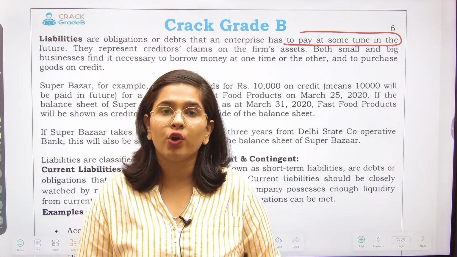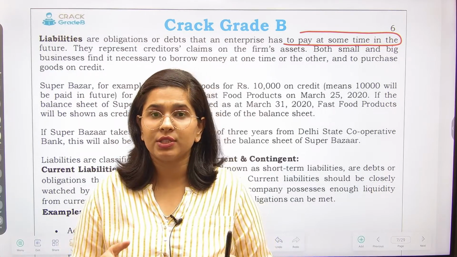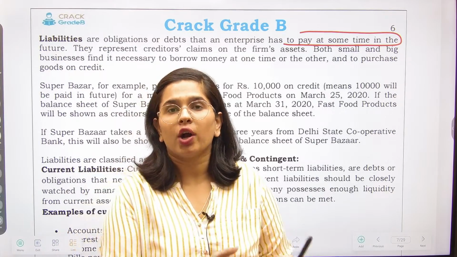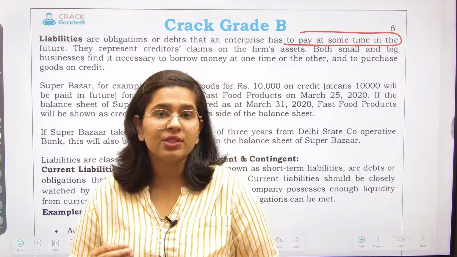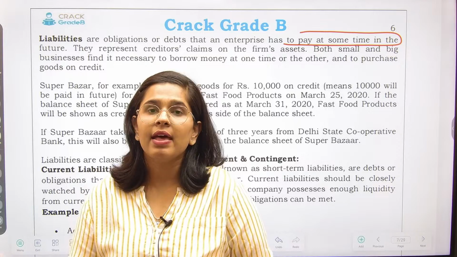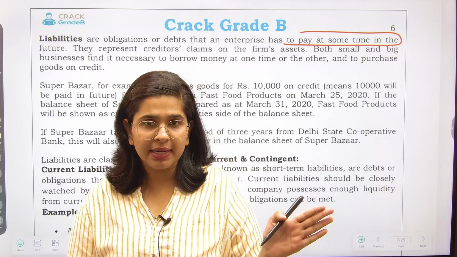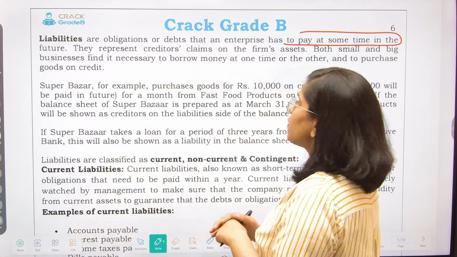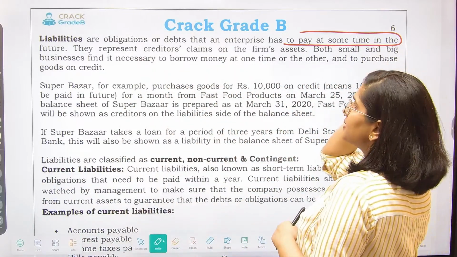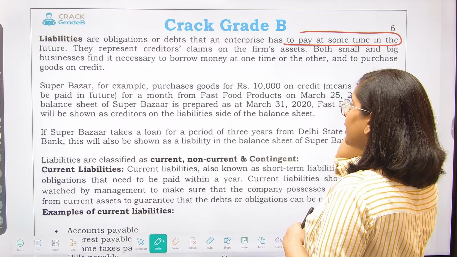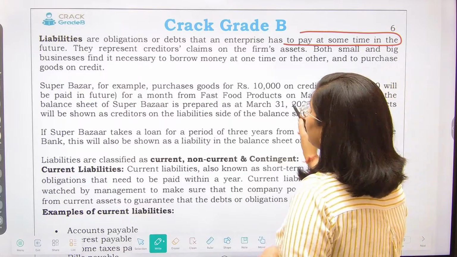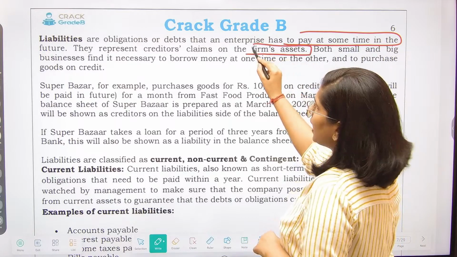First of all, if I want to divide the liabilities on the basis of time, right? There are a few liabilities which are short term and there are also liabilities which are long term. ठीक है? So we call them current liabilities and non-current liabilities. ठीक? So this is what has been told over here. Liabilities are obligations or debts that an enterprise has to pay at some time in future. They represent the creditor's claim on the firm's asset.